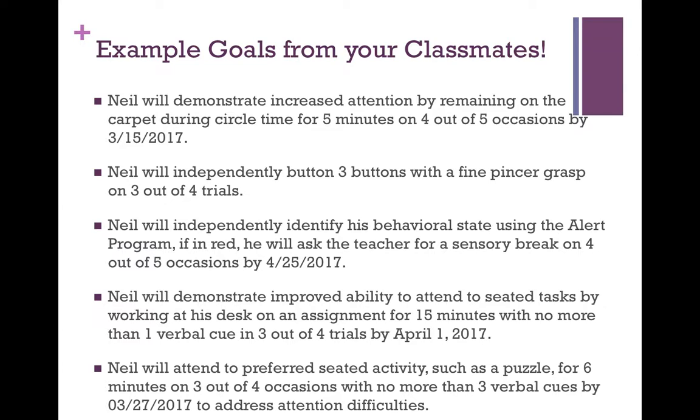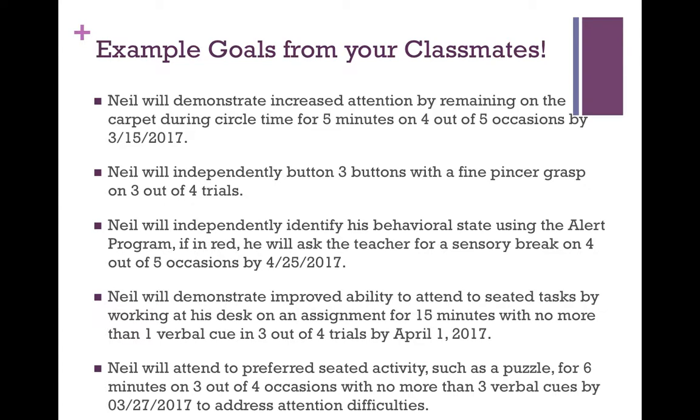Neil will demonstrate increased attention by remaining on the carpet during circle time for 5 minutes on 4 out of 5 occasions by 3/15/2017. So this one's really descriptive. You understand exactly where they're supposed to be, how long, and I also wanted to note that that was a very good amount of time for a 4-year-old. We had some people that had some really lofty goals as far as how long we think a 4-year-old could attend. So it's really important to think about those client factors and where they should be developmentally when you're writing these goals.